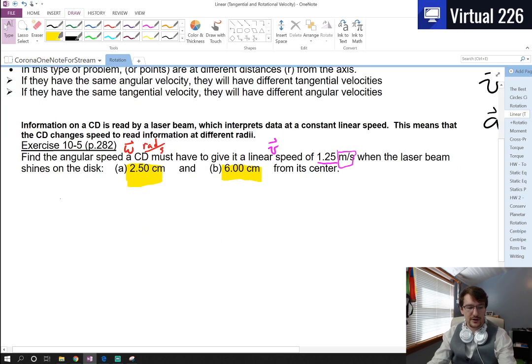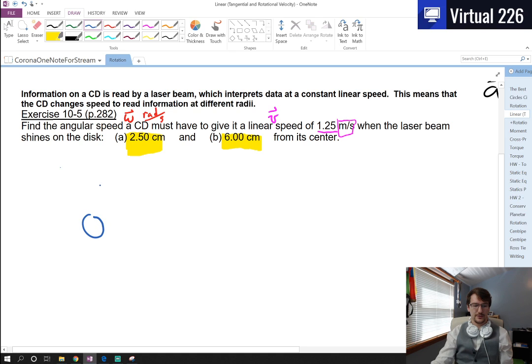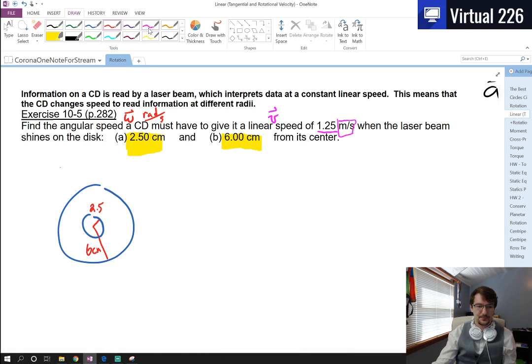If we draw ourselves a picture here, we'll do blue. We'll make this a Blu-ray. Here's the inner circle of a CD, and here's the outer circle of a CD. What we're looking at is how things go when we're at 2.5 centimeters, and then when we're at maybe 6 centimeters out here on the edge of the disk. We have these radial distances, and we know what our velocity wants to be. We want to set the velocity to 1.25.